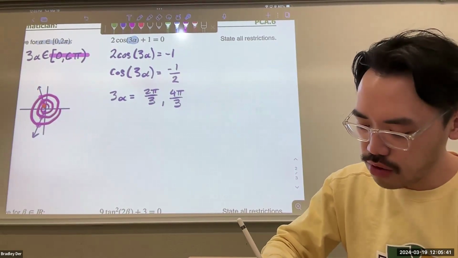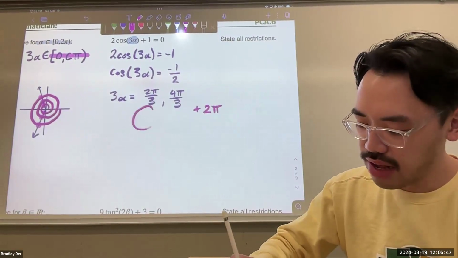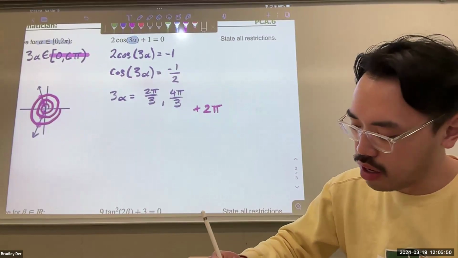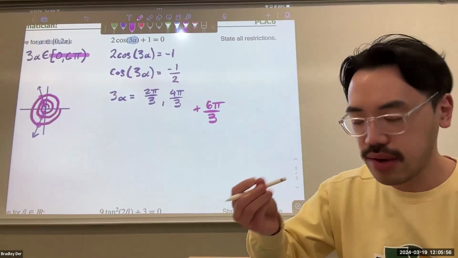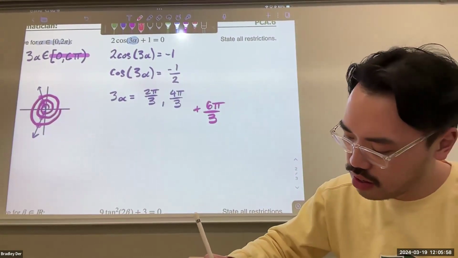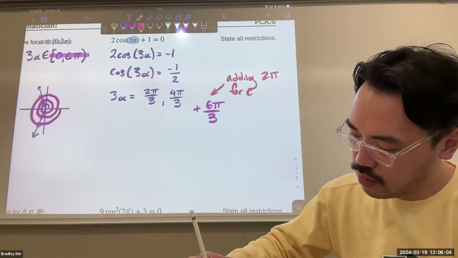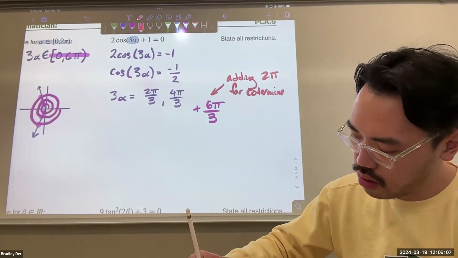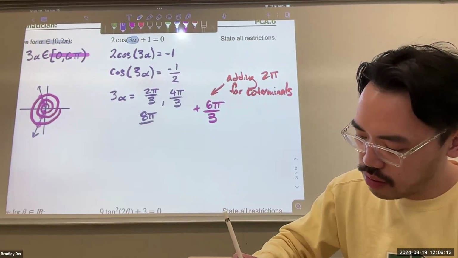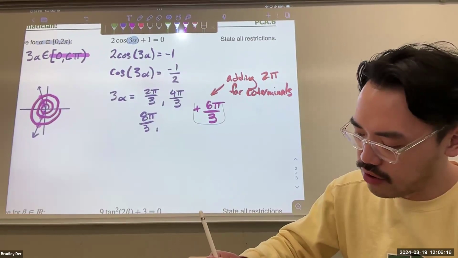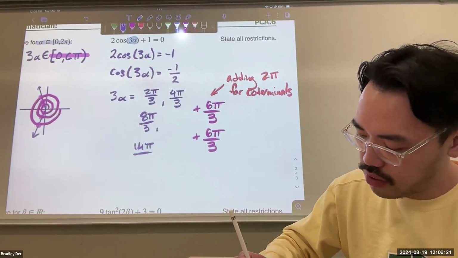So if 2 pi over 3 was my first angle here, then I can just add 2 pi to get the next angle in my sequence. Or maybe more appropriate here would be adding 2 pi in the form of 6 pi over 3, right? So I already have my common denominator baked in. So this is just adding 2 pi for the coterminals. Right, and so then 2 pi over 3 plus 6 pi over 3 would be 8 pi over 3. I'm actually going to do that again just to get the last coterminal. But that would be 8 plus 6 is 14, and then pi over 3.